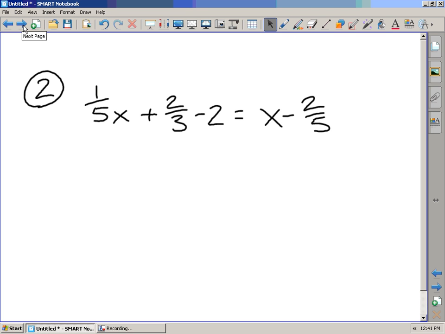Number 2. On the left side this time, we can collect like terms. We always want to collect like terms before we move all the variables to one side and all the constants to the other side. So 2/3 minus 2, we're left with -1 and 1/3.